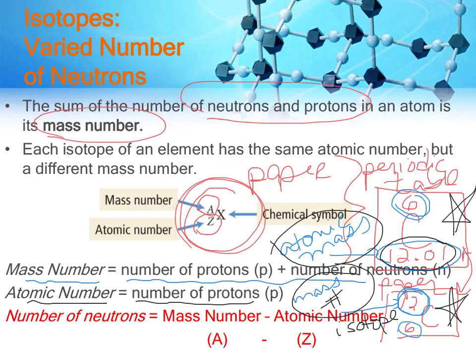So how do you find neutrons? We have a mass number, which is protons plus neutrons. And we have an atomic number, which is just protons. So how can you find neutrons by looking at a chemical symbol? Simple math. If you have protons and neutrons and you subtract from that the number of protons, what do you have? You have the number of neutrons. So let's look for a minute at the isotope carbon.